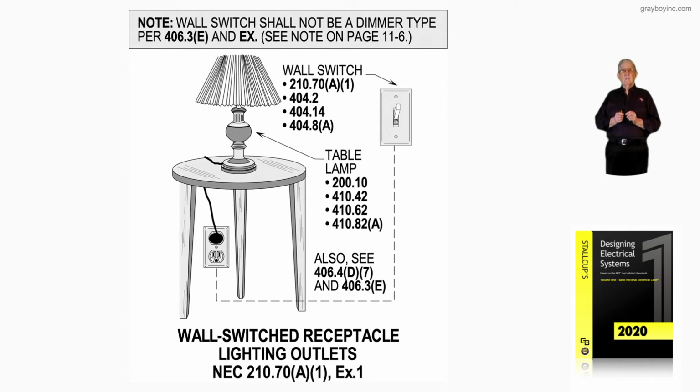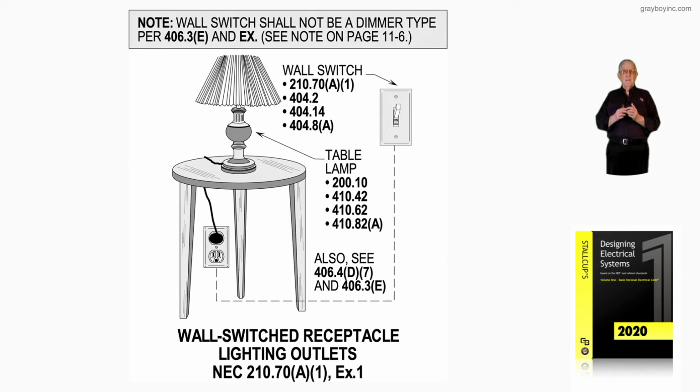But notice the note coming out the gate says the wall switch shall not be a dimmer type in this case, as outlined in 406.3(E), an exception. And then if you wanted to read in the text and look at the illustration on page 11-6 where the text begins, then we would find that that dimmer in that receptacle would have to be an assembly listed type with a dimmer.